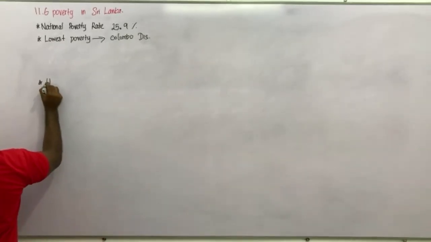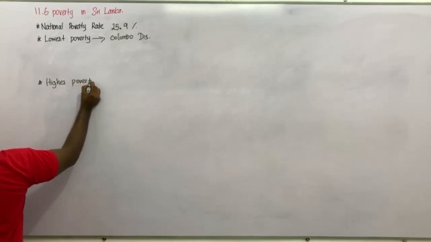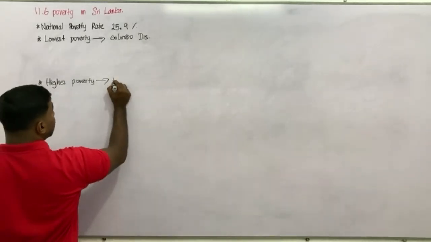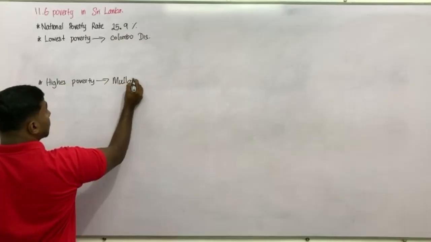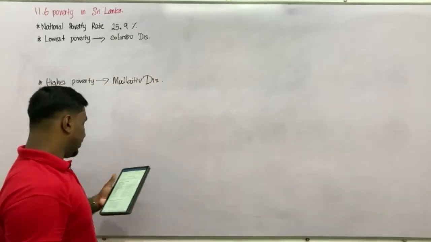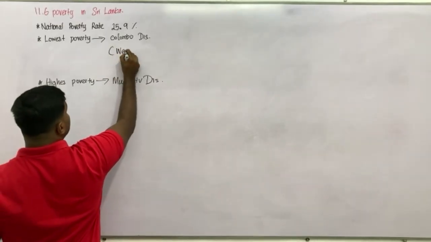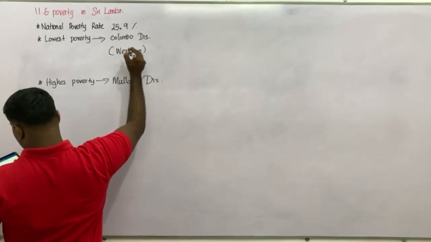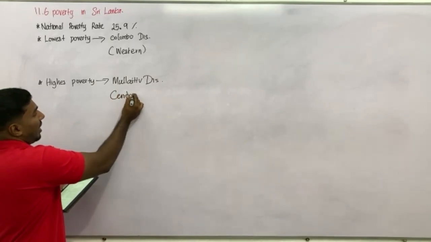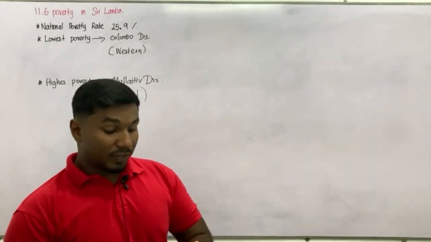Highest poverty, Mullaitivu district, highest poverty. Province: lowest poverty province, Western. But the highest poverty province is Central. Okay, I don't know why. The Department of Census and Statistics is saying this.